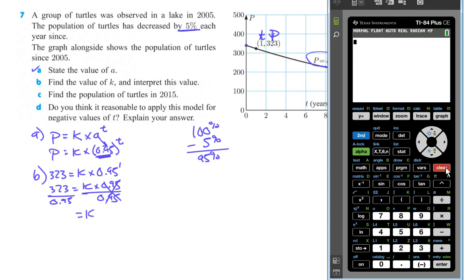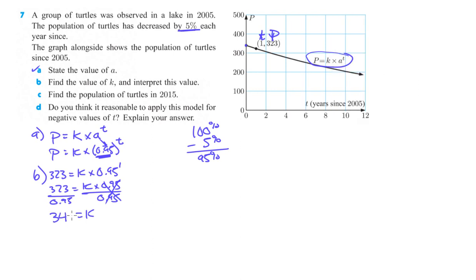Okay, so let's clear this out. And we get 323 divided by 0.95. And that tells us that our original population, hey, look at that, I guessed right on the spot, equals 340. Okay, so K is 340. It says interpret this value. That is the starting population.